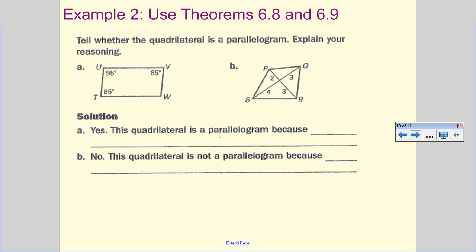Looking for those four relationships allows us to show that we do have a parallelogram. So let's take a look at that. So now we're going to use theorem 6.8 and 6.9. Tell whether the quadrilateral is a parallelogram.